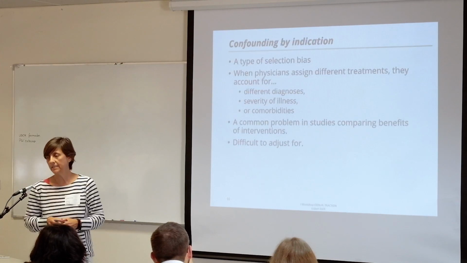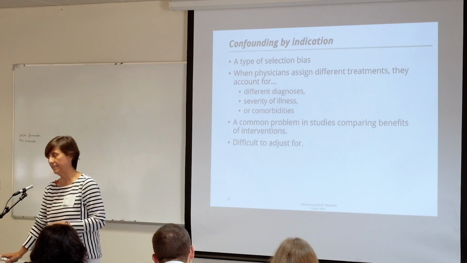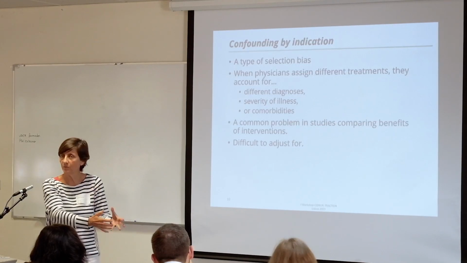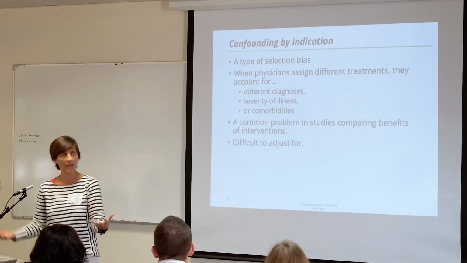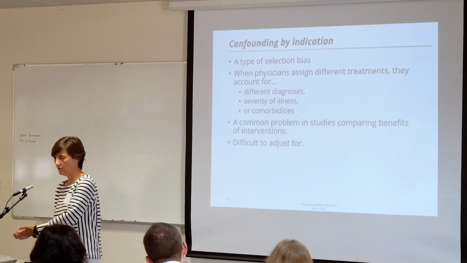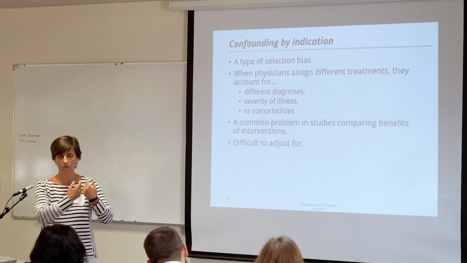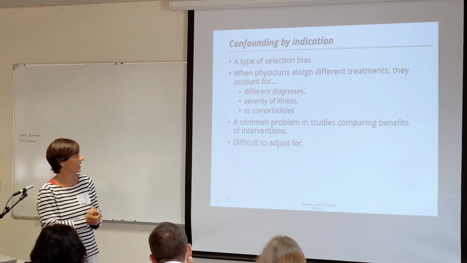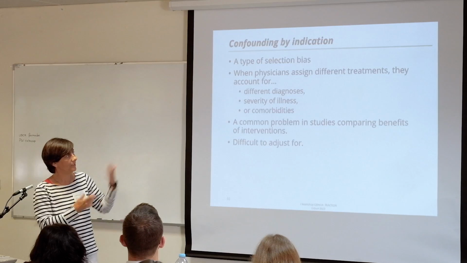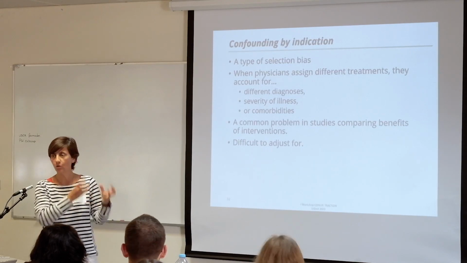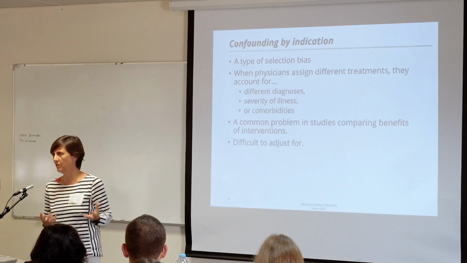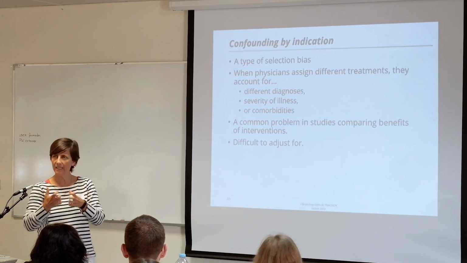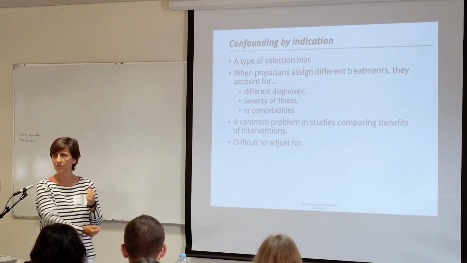So a type of confounding is the confounding by indication. So we give patients specific treatments because they deserve it, right? In real life, depending on the diagnosis, on the severity of the disease, and also on other comorbidities, we give patients different treatments, right? And this is very, very typical of when you want to compare interventions. And it is very difficult to adjust for this tendency of clinicians giving different treatments to people.